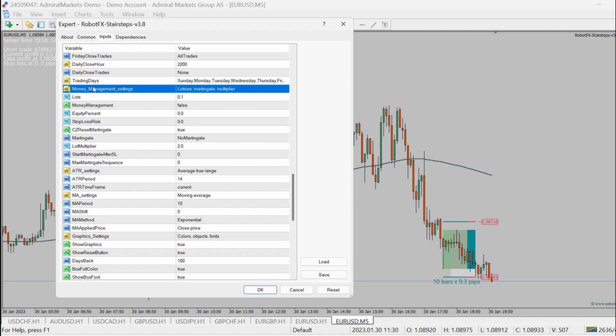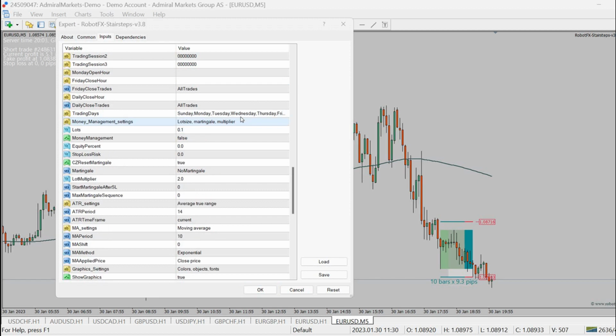Next, we have the money management, which instructs us to set the lot size, multipliers, martingale, and so on. So let's see what these do. Okay, under the money management setting, we start with the lot size. Obviously, lots. There's the possibility though to use a dynamic lot size based on the equity or the balance. If you want to use the equity percent, you have to enter the percentage you want to trade right here for each trade.